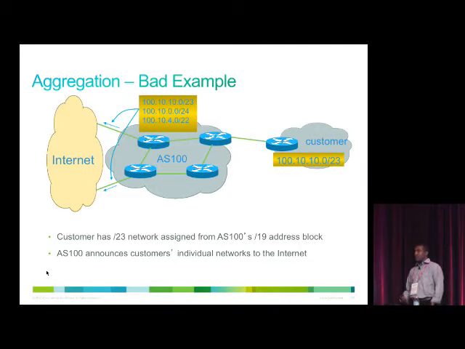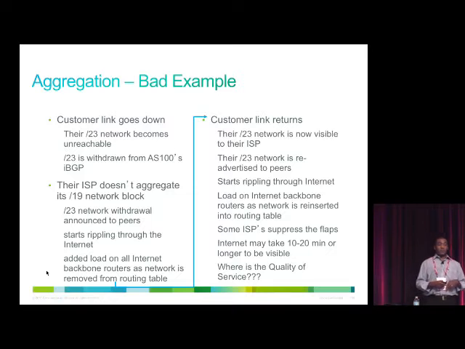So here is a bad example, and we'll see a good example, and why it is important to aggregate. If you don't aggregate, it's not just that you are hurting the rest of the internet, but you are also hurting your customer. Here, the customer has a /23 assigned from your block, from the AS100 address space, and when AS100 advertises routes, it advertises both the super block, which is the /22, as well as the sub-prefix, which is the /23. Now, let's see the impact.